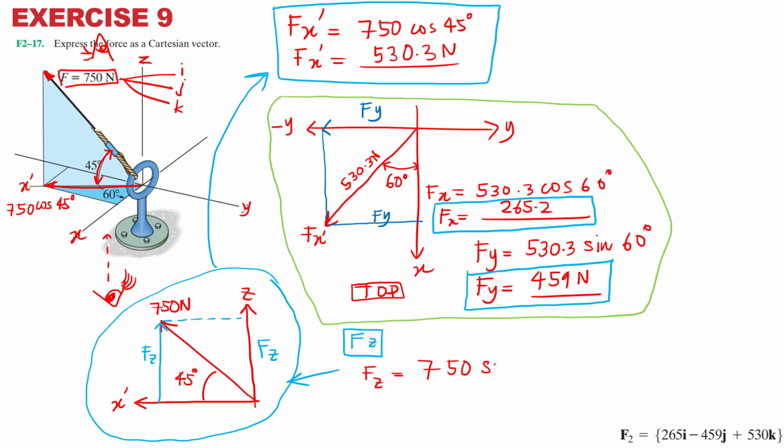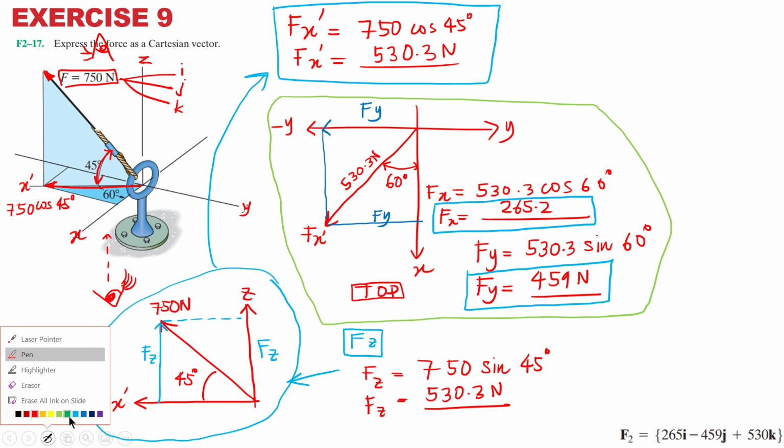750 sine 45 degrees. What is the value? 750 sine 45, 530.3 Newton. Is that okay? So yeah, that's cool. So this is the answer.